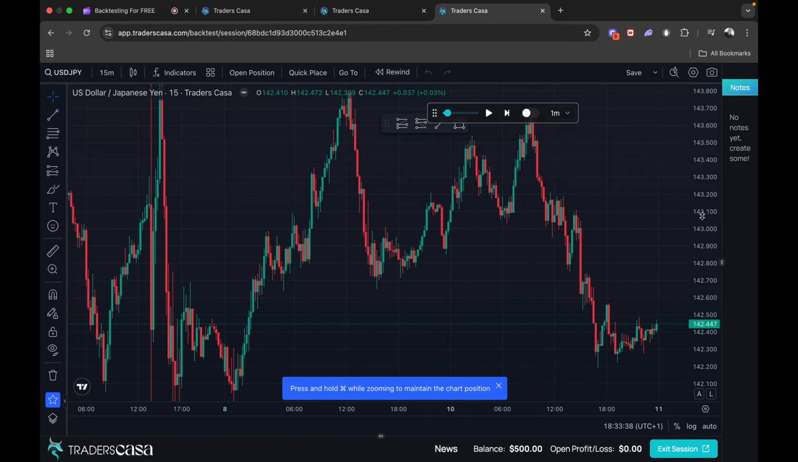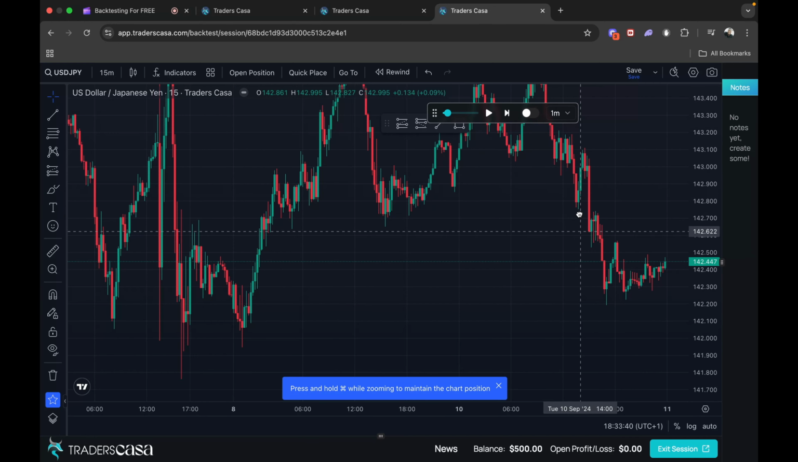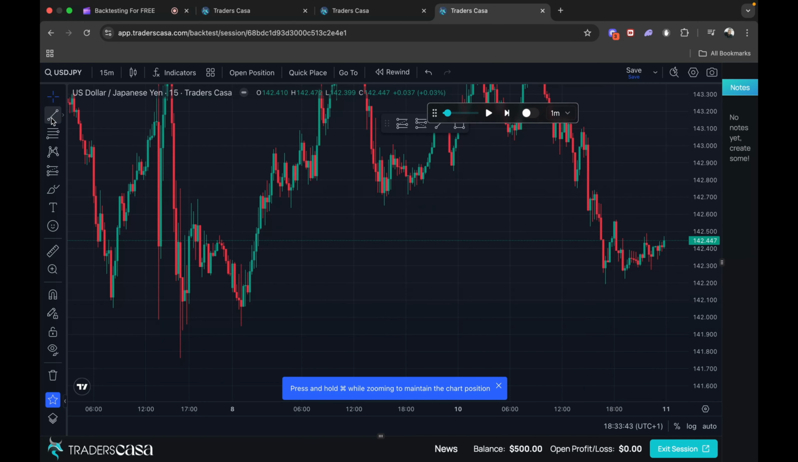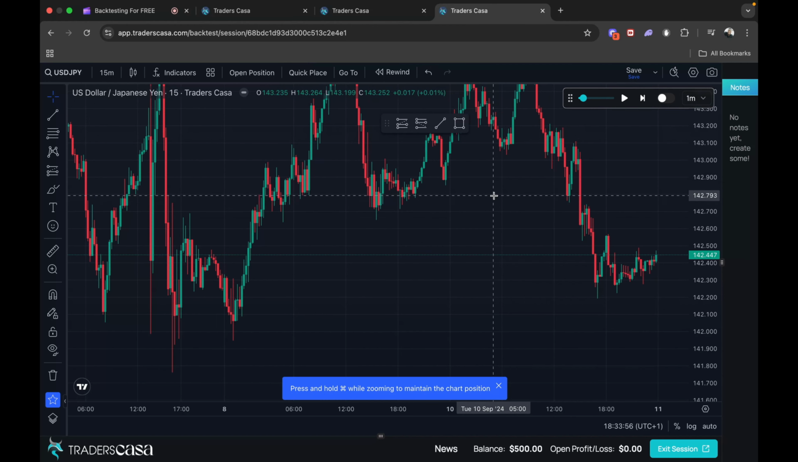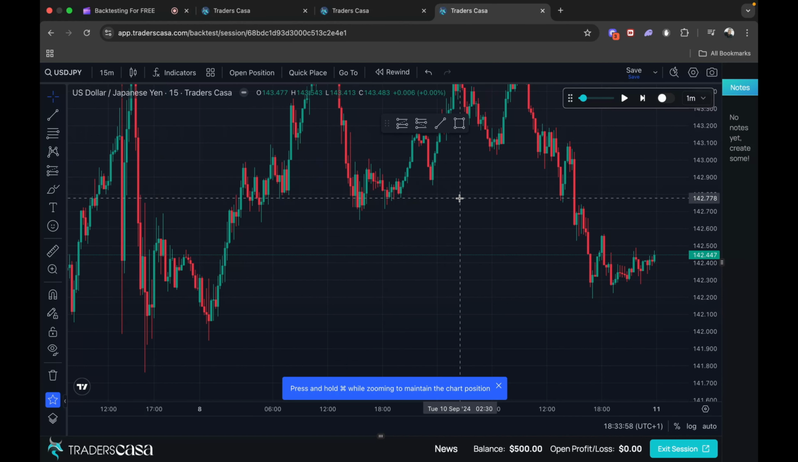Okay, so now that we are on this chart, we can now start drawing our levels. You see, this is just like your normal TradingView platform. You can see the symbols, the time frames, the candles, all of this is just like a normal TradingView. So thumbs up to Tradercasa. They've made this platform just like TradingView, so it makes it quite very easy for you.